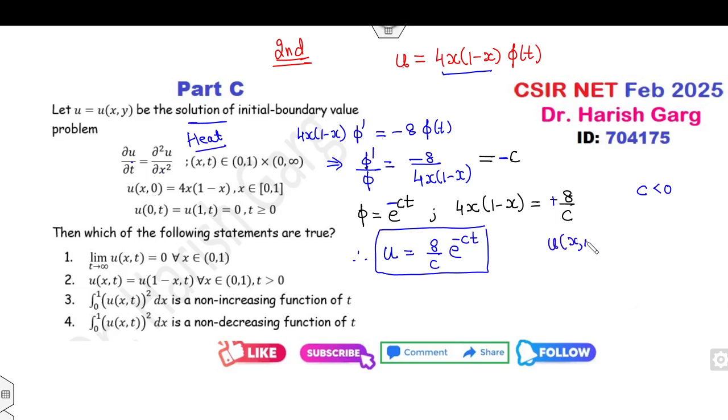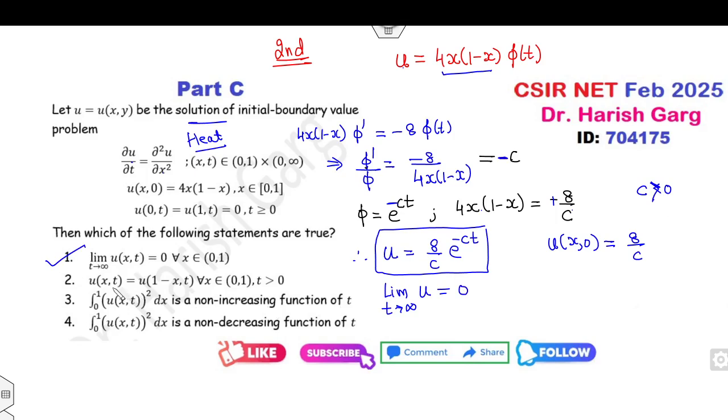Why? What is the value of the u(x, 0)? It is 8 over c, and 8 over c is 4x minus 1. What is the value of the x is 0? Whenever x is 0, this value will be 0. Now once you know the u, what is the limit as t tends to infinity? This is a constant. Whenever c is a positive number, fine. Now in this case c is positive because I take a negative, this value will be 0.